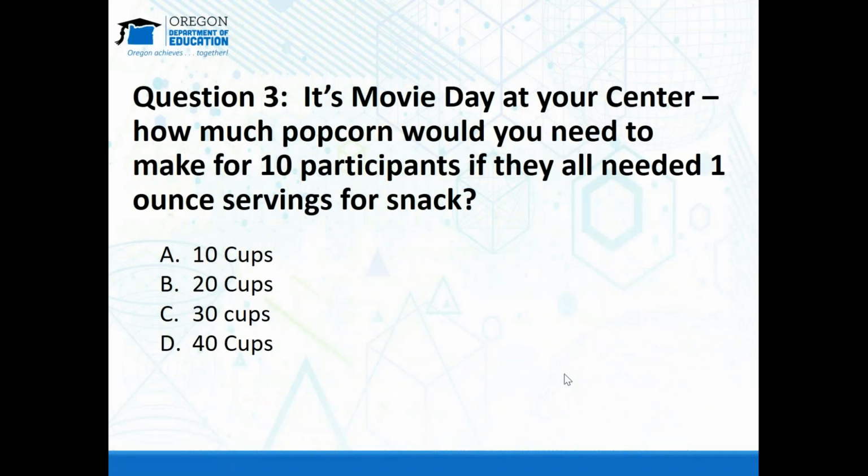So let's try another question. It is movie day at your center. How much popcorn would you need to make for 10 participants if they needed 1 ounce servings for a snack? Would it be 10 cups, 20 cups, 30 cups, or 40 cups? So I'm going to go ahead and launch our very last poll.